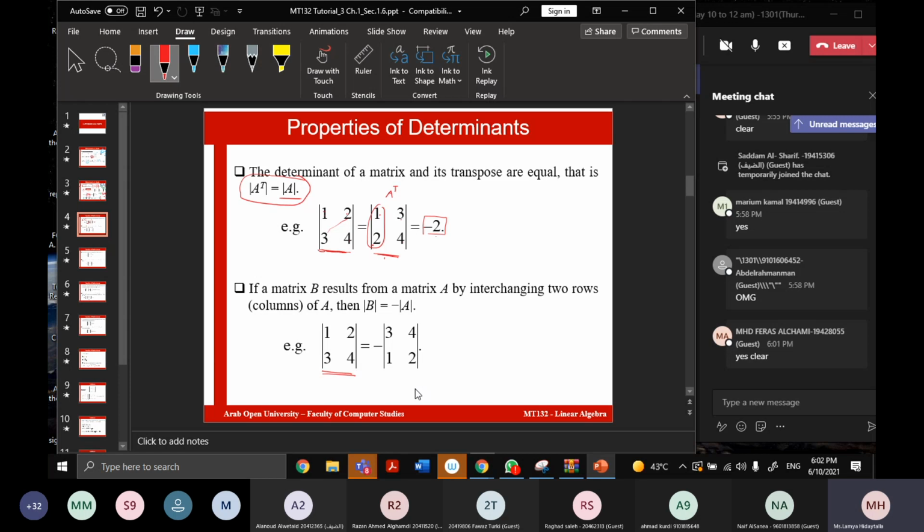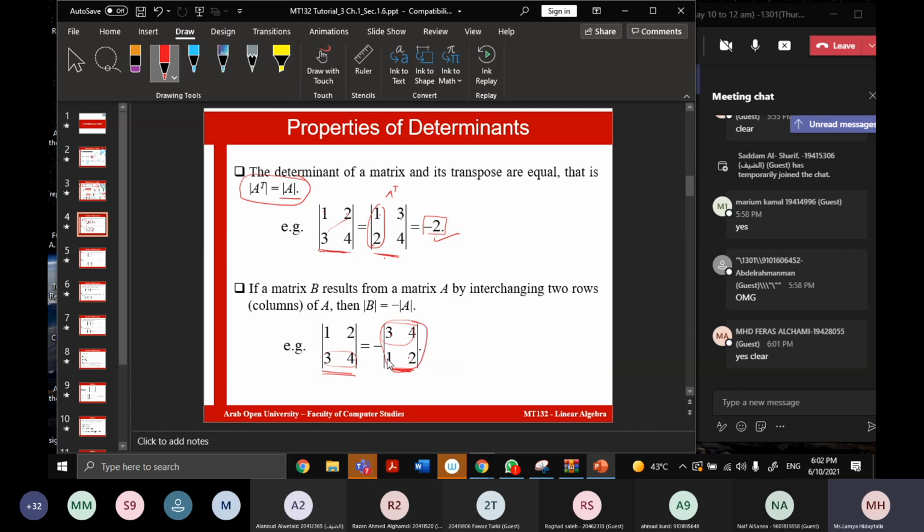1, 2, 3, 4. Find the determinant of this. We found that it is −2. Now, what is the relation of this matrix and this matrix? We just interchange the rows. This is 3, 4. I put it at the beginning and then 1, 2 at the end. Now evaluate this one.